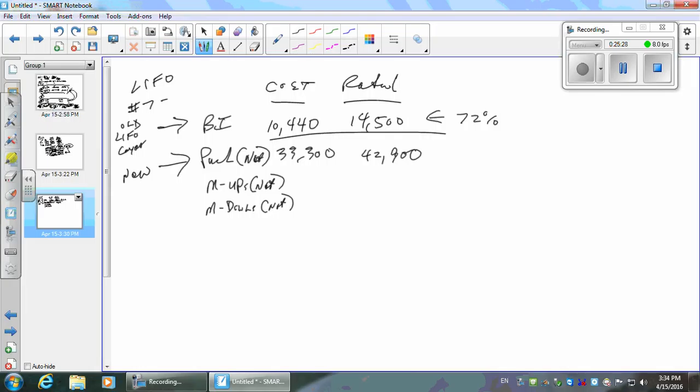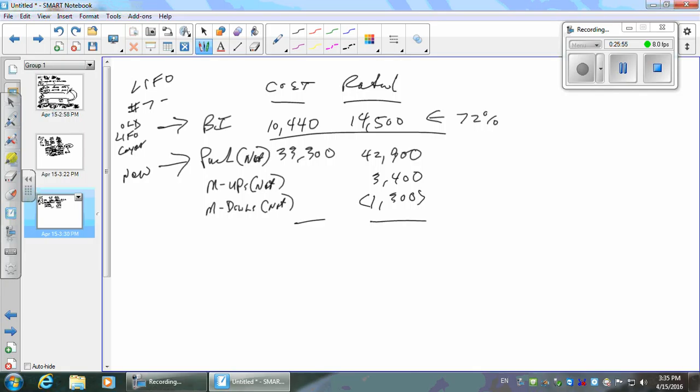Are there markdowns? Markups? There's markups 3,800 and markup cancellations 400. So what do we have for net markups? 3,400. We'd add those because they're in. Net markdowns, that's markdowns less markdown cancellations, right? It's 1,300. You've got to take those out.